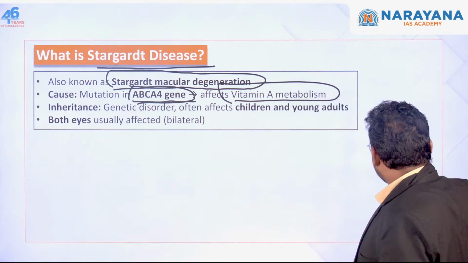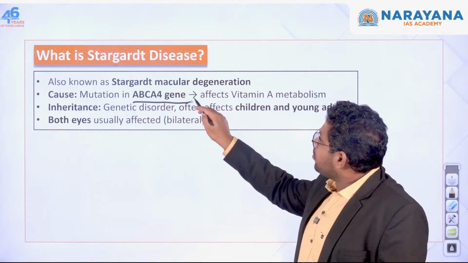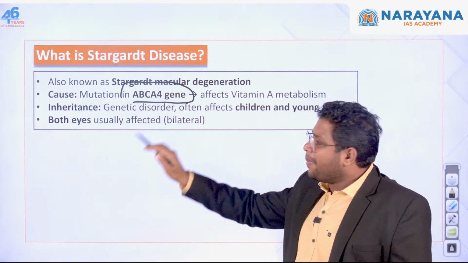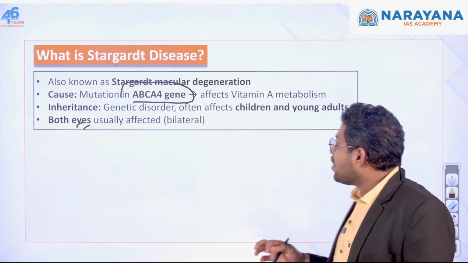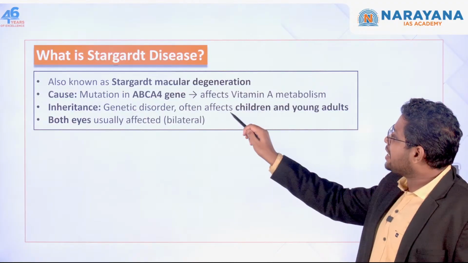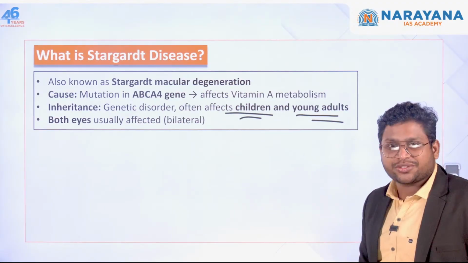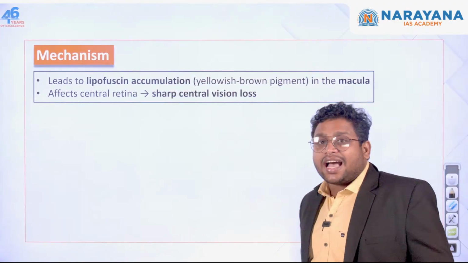So the same problem happens over here. Although the problem is in this gene, it affects both the eyes, not just one single eye. And this problem is very common in children and young adults. Obviously, it's a genetic problem, it's not being caused by any virus as such.